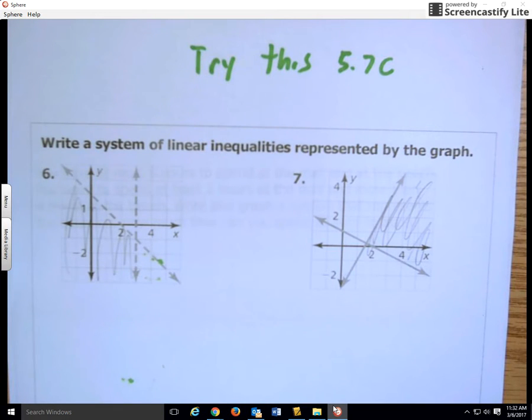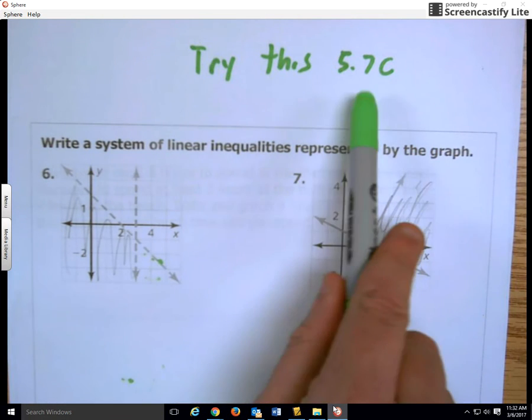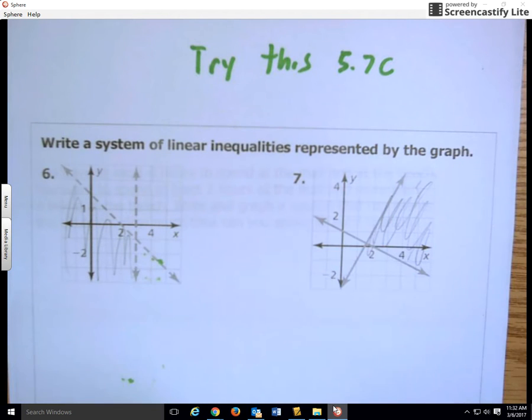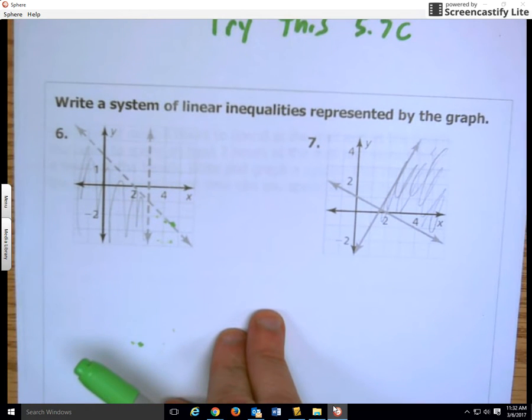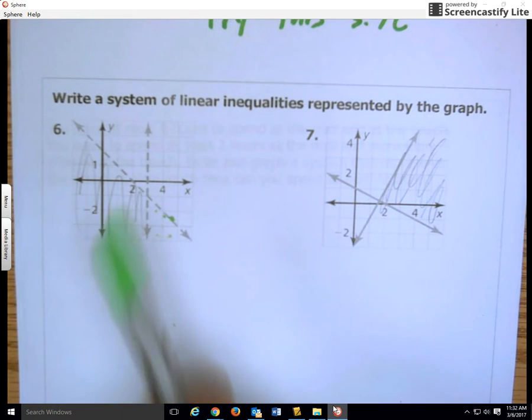So for your bonus, I'm going to go ahead and do the first "Try This" 5-7C with you, so that you don't have to do 6, but you'll have to do 7 on your own. So looking at this, I'll write it out. You can copy, and there'll be a correct answer for you, assuming I get it right.